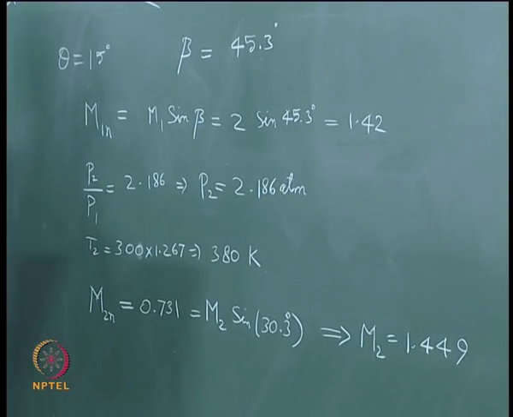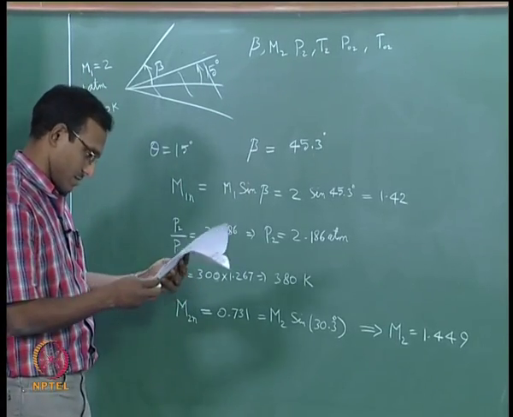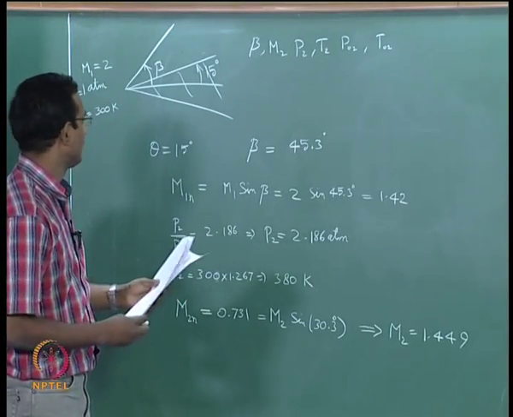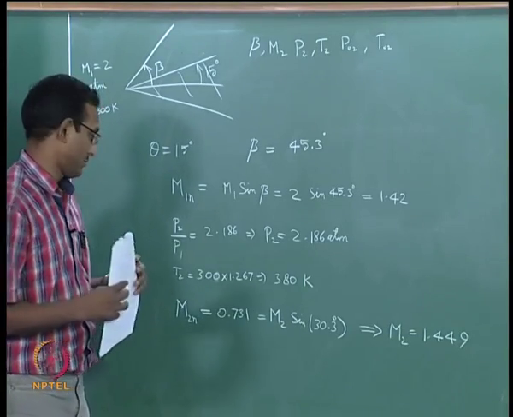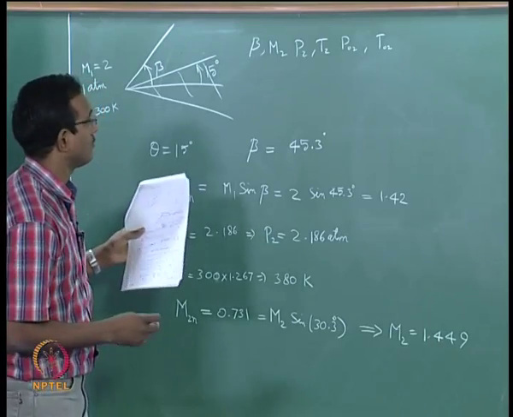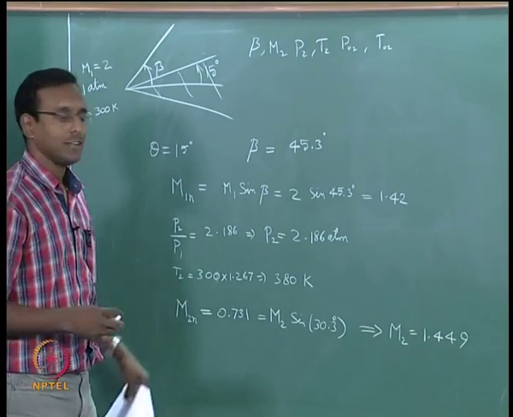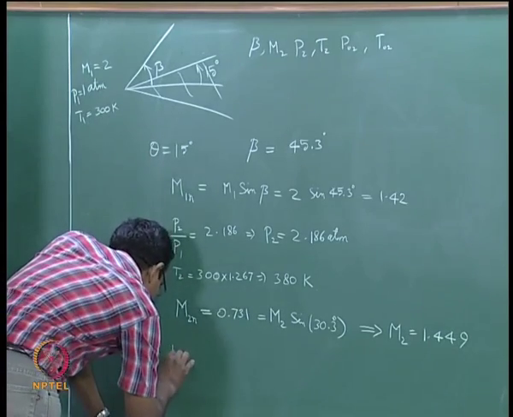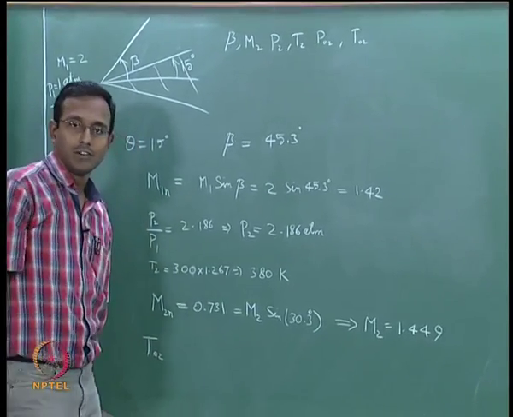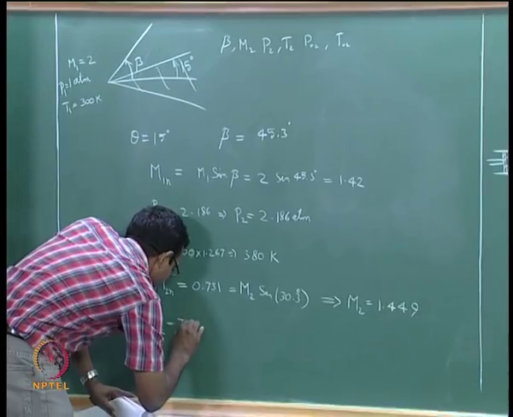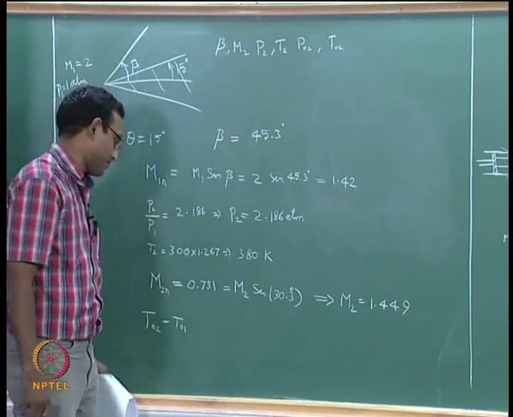Now we know beta, we know M2, we know P2, we know T2. Let us say I do T02. What will be the T02 value? T02 across a shock is supposed to be a constant. T02 does not change at all. T02 is same as T01, T0 does not change at all, it just stays the same.